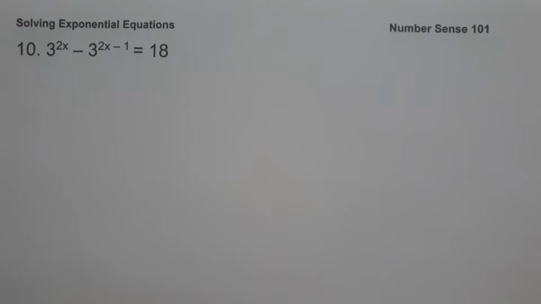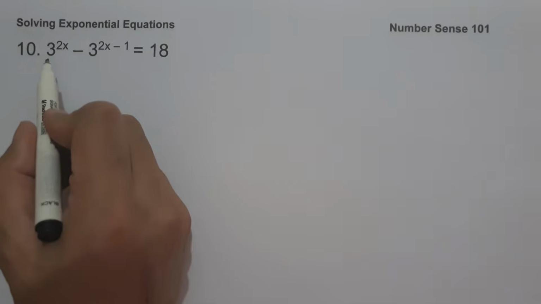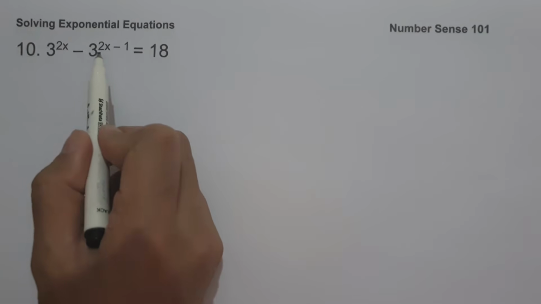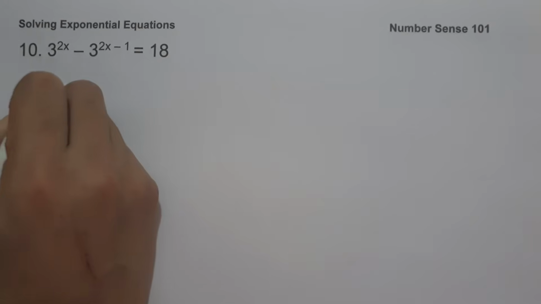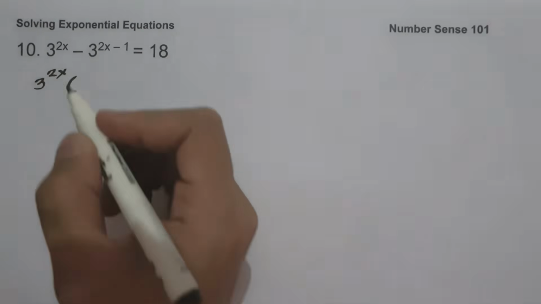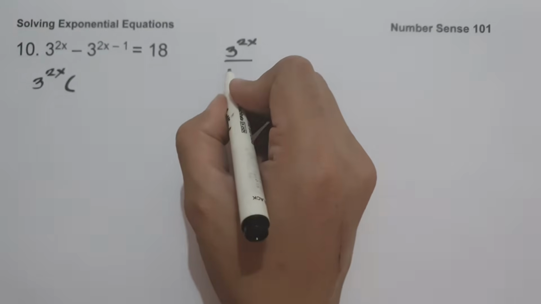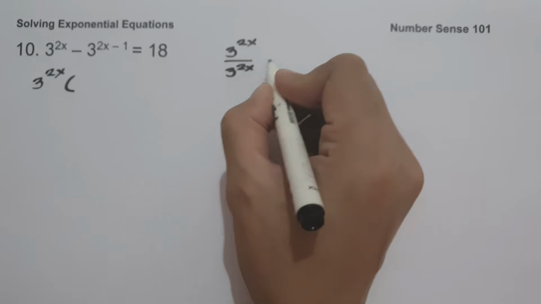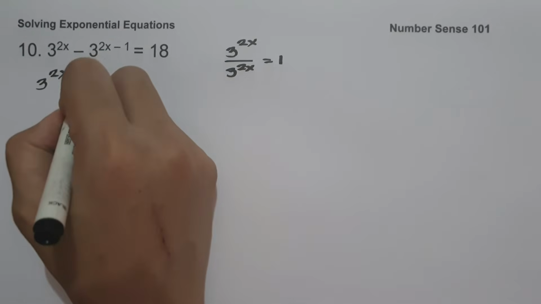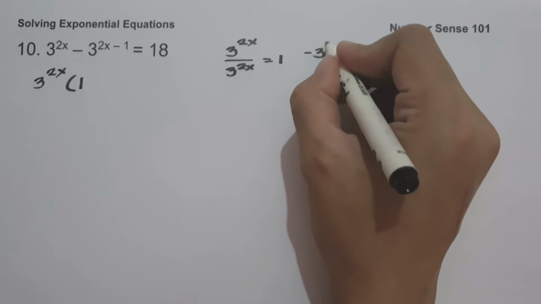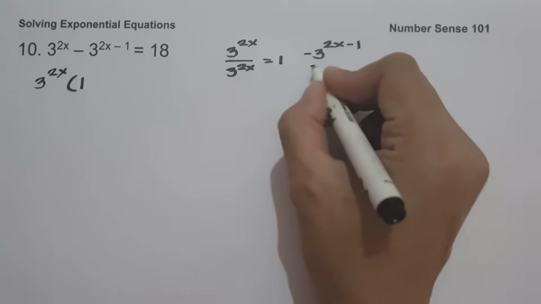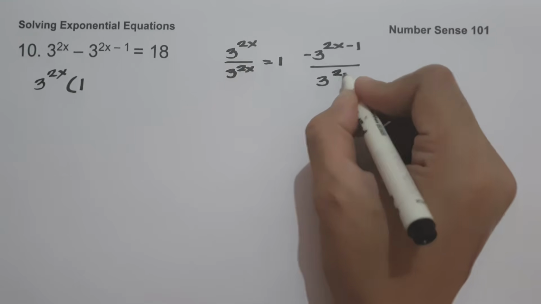On our last example, we have 3 raised to 2x minus 3 raised to 2x minus 1 equals 18. So to simplify this one, let us have the greatest common factor between 3 raised to 2x and negative 3 raised to 2x minus 1. And that is 3 raised to 2x. And let us divide 3 raised to 2x by the greatest common factor, that is 3 raised to 2x, and that is 1. So let us have 1. And let us have negative 3 raised to 2x minus 1 divided by 3 raised to 2x.